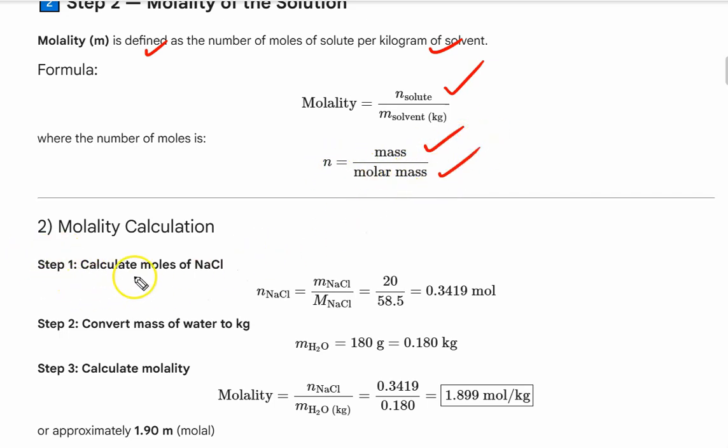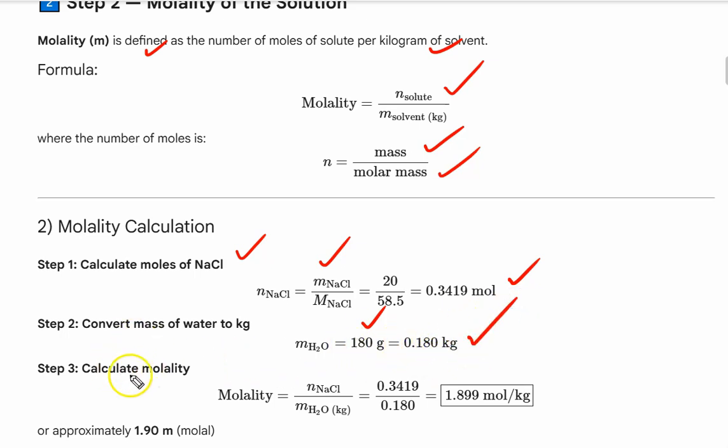Now first here calculate the moles of NaCl. So that is mass of NaCl by molecular weight of the NaCl. So 20 by 58.5, that is 0.3419 mole. Now here convert mass of water to kg. So we know water is present in 180 grams. So we have to convert into kg. So that is 0.180 kg.